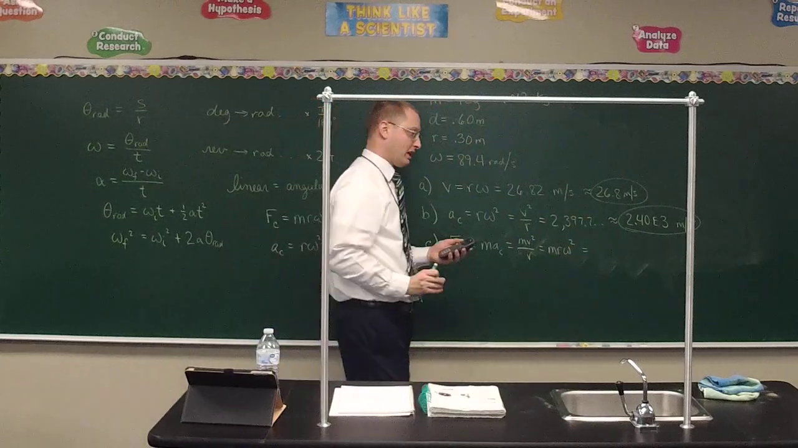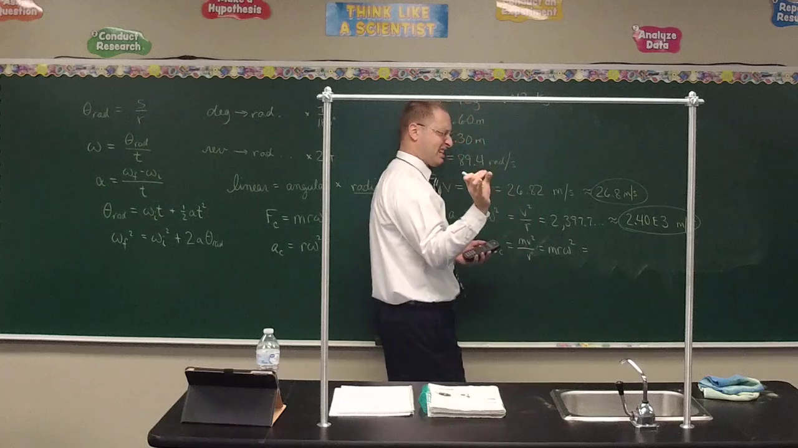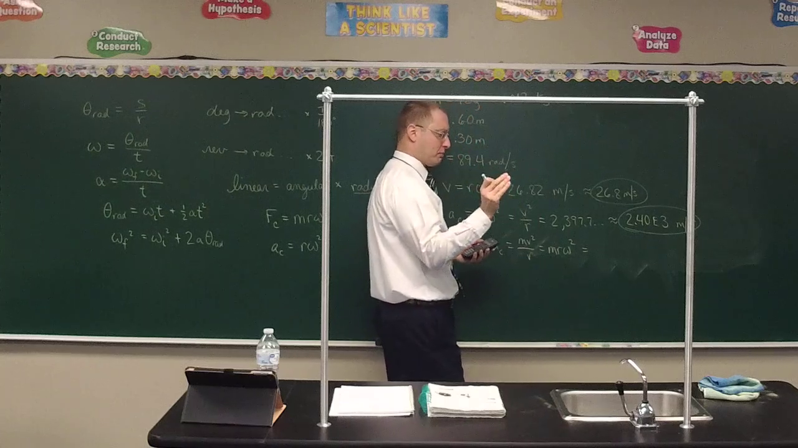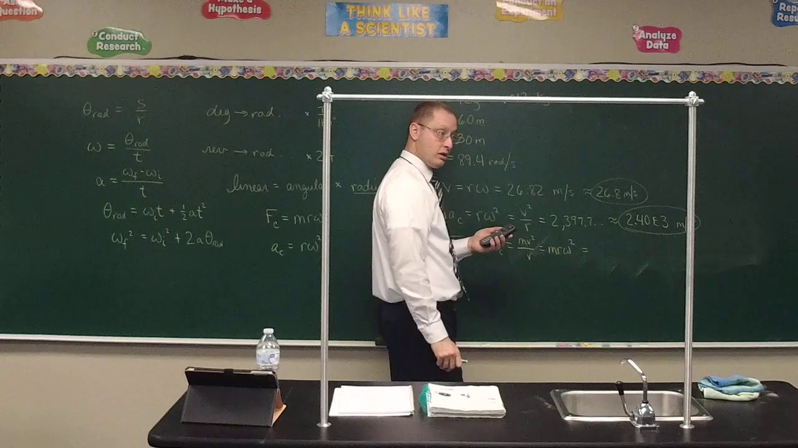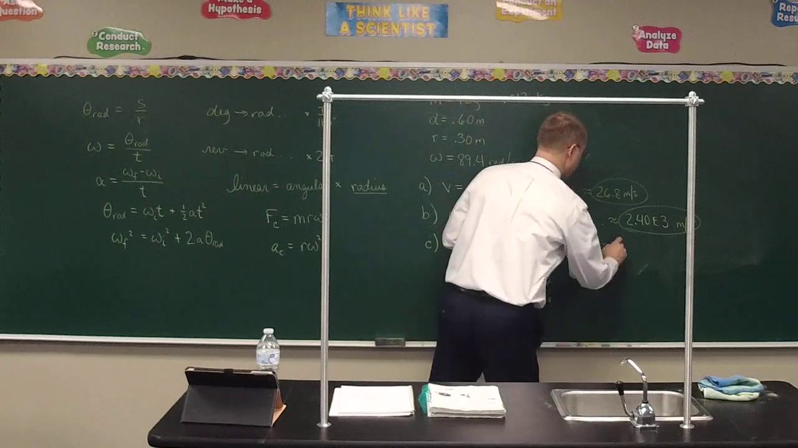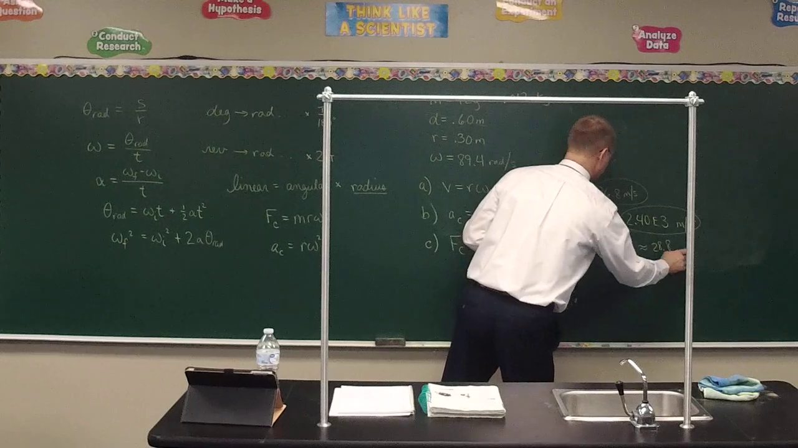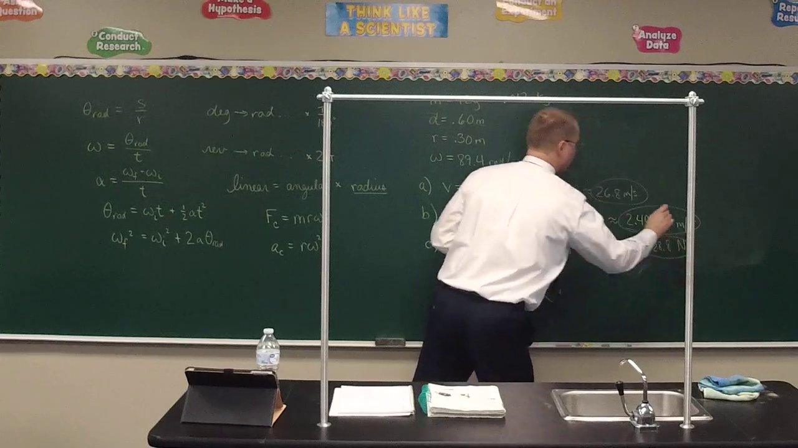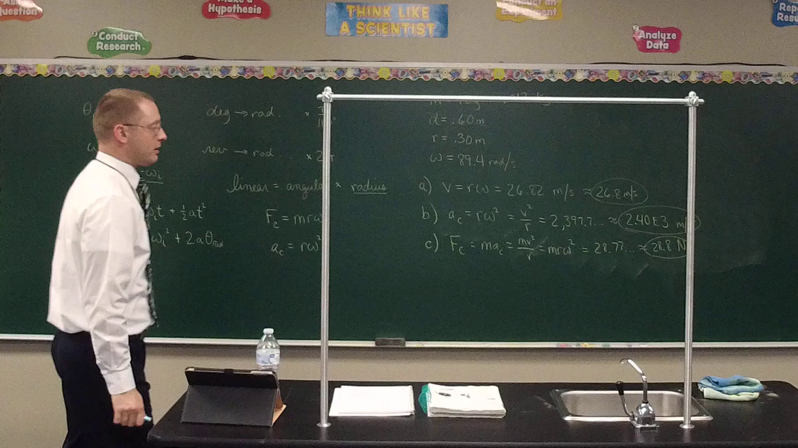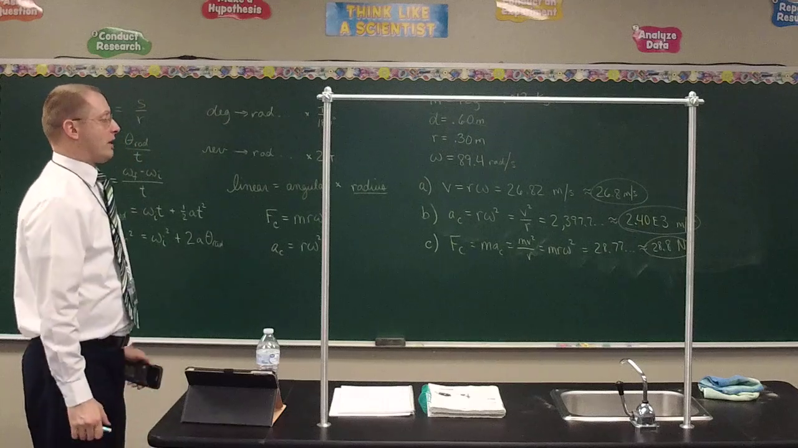How much friction is holding it in there? Friction and, I guess, an applied force of the rubber probably gripping the sides as well. It's not just friction. 27. Rounded off to 28.8 newtons of centripetal force holding it there, keeping it going round and round.